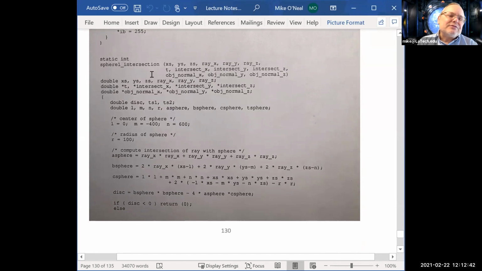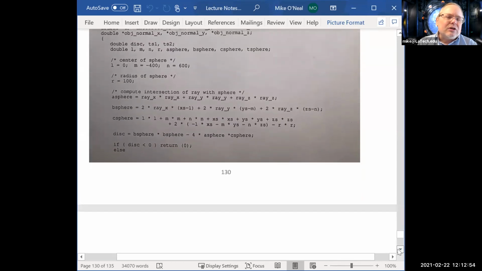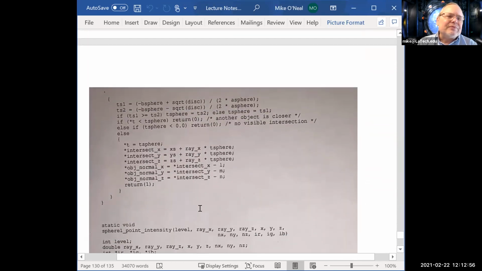Similar thing for the spheres. You've got a center point, you've got a radius, you calculate the A, the B, the C, you calculate your discriminant. If that discriminant is less than 0, then there are no real roots, there's no intersection. If it's greater than 0, there are 2 intersections, right? TS1 and TS2, you take the smaller one, and then if there's another object that's closer, you say, oops, I'm not going to count this one.